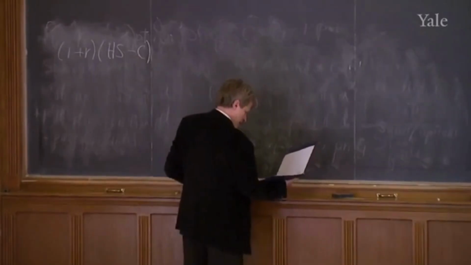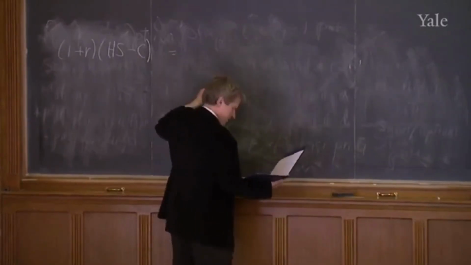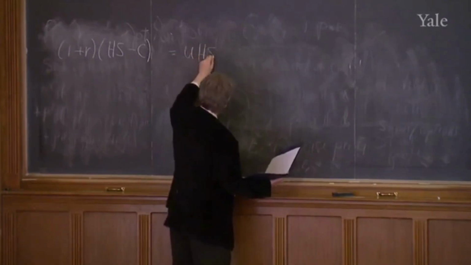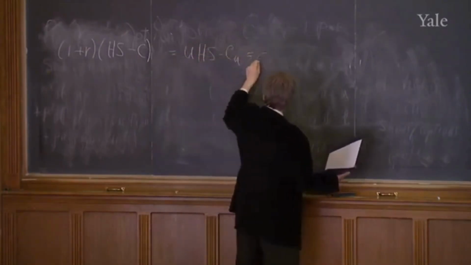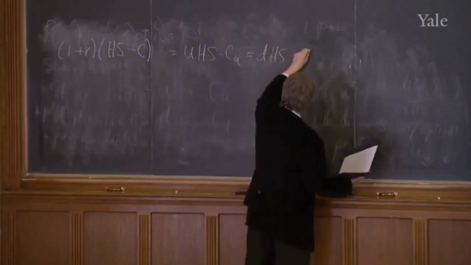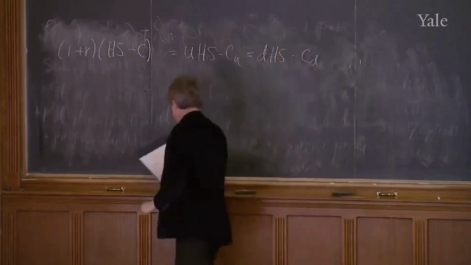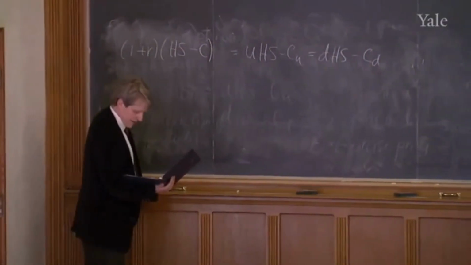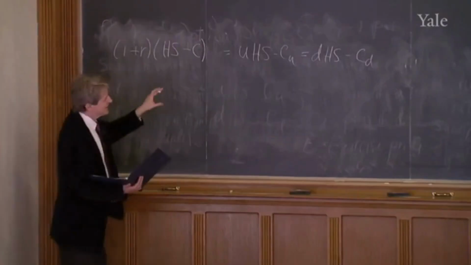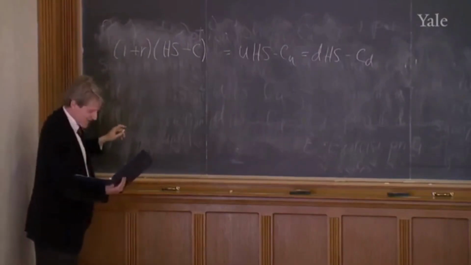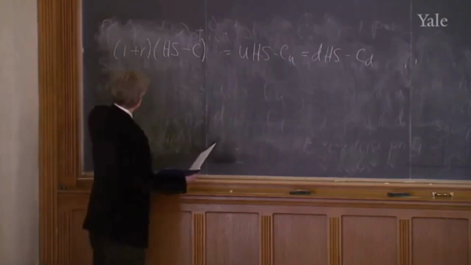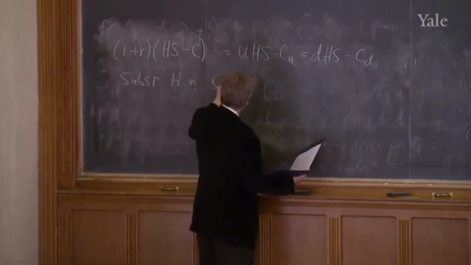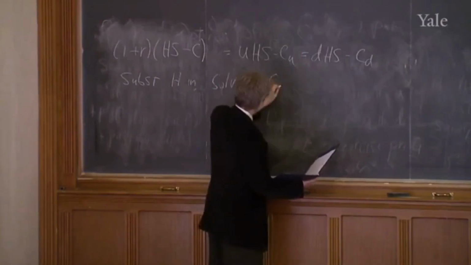That has to equal the value of the portfolio at the end, which is either u h s minus c sub u, or d h s minus c sub d, the same thing. Okay. So I've already derived what h is, and I substitute it into that, and I solve for c. So substitute h in and solve for c. And we get the call price.